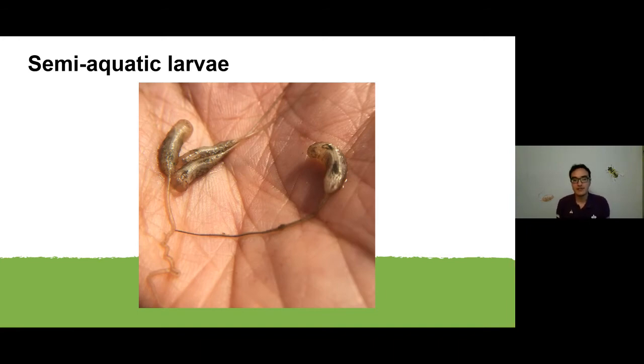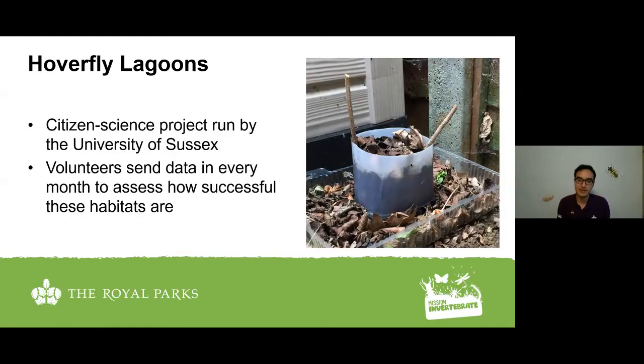So the Hoverfly Lagoons project was set up as a citizen science project to get volunteers from across the UK to create these hoverfly lagoons, these egg-laying habitats for this group of hoverflies to be able to lay their eggs. And this is a really great project because volunteers can then check the lagoons, check this habitat for the presence of the larvae and the pupae and count how many there are. So you can get really hands-on and see the whole life cycle up close.